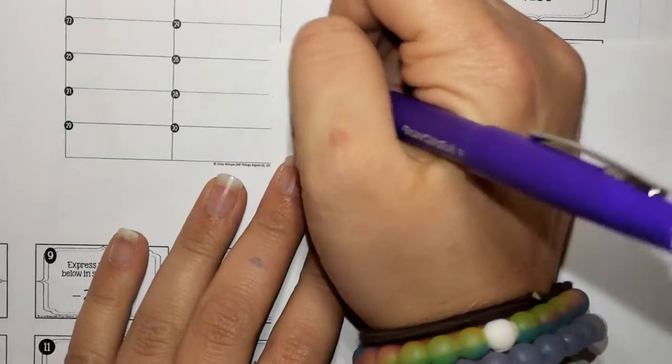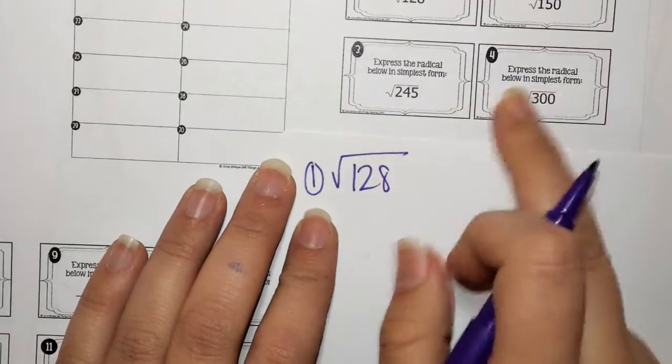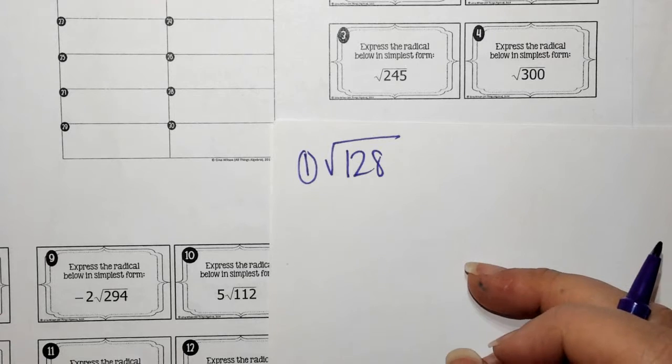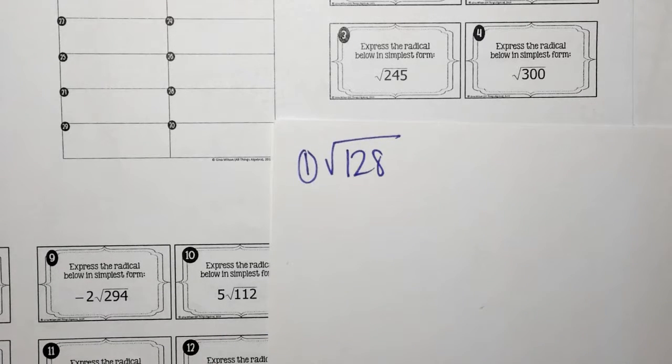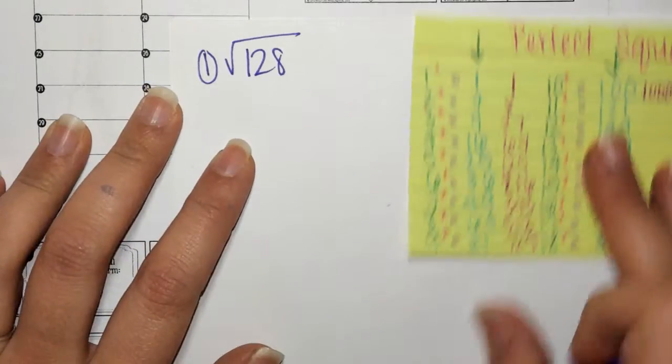Alright, number 1. Alright, so we're going to walk through 1 through 4, and then we're skipping to 8, 9, 10, okay? Because we've got other stuff we have to do today. So remember, on number 1, you have to find the biggest perfect square that goes into 128. So what is the biggest perfect square that goes into 128?